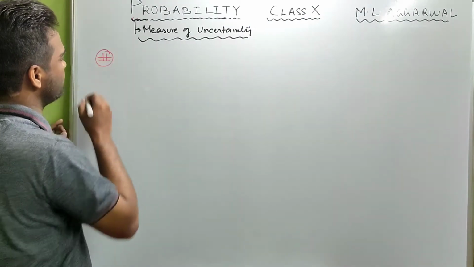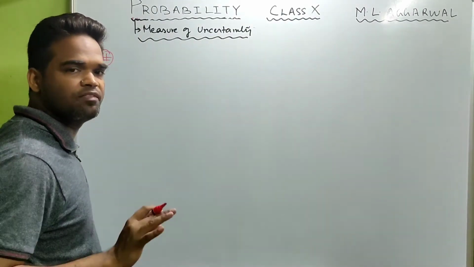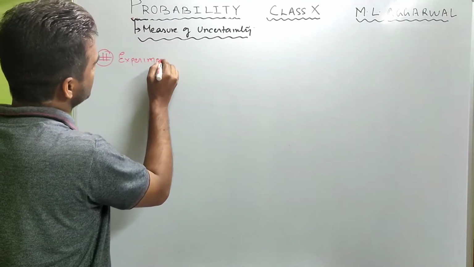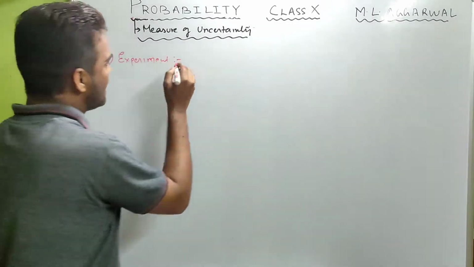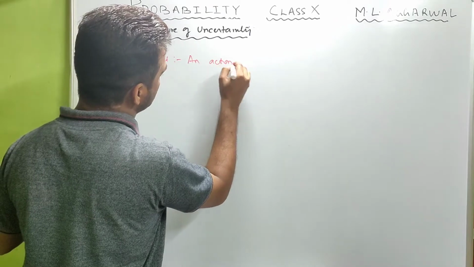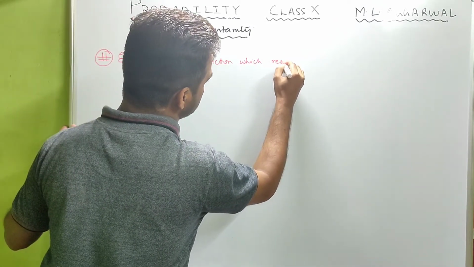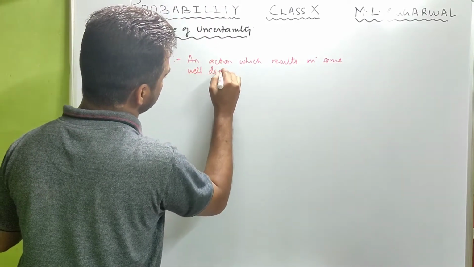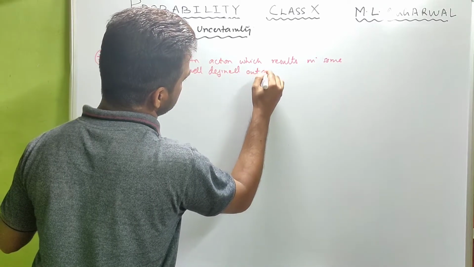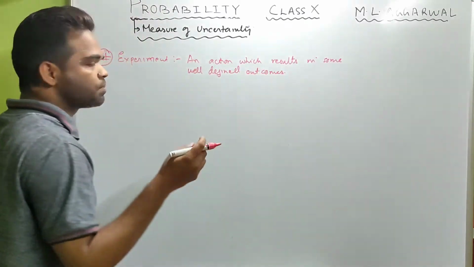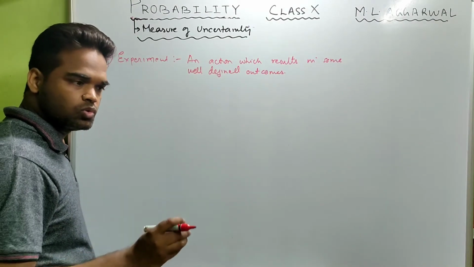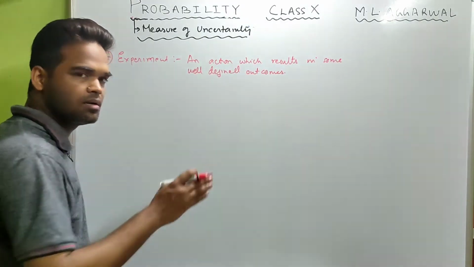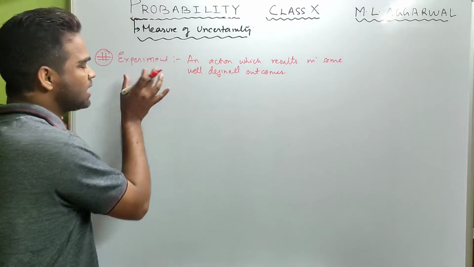Now before going into probability, there are certain terms we should be aware of. First, an experiment. What is an experiment? An action which results in some well-defined outcomes is known as an experiment. Suppose you toss a coin, so you know the outcomes are well defined, that is either you'll get a head or you'll get a tail. So that is an experiment.